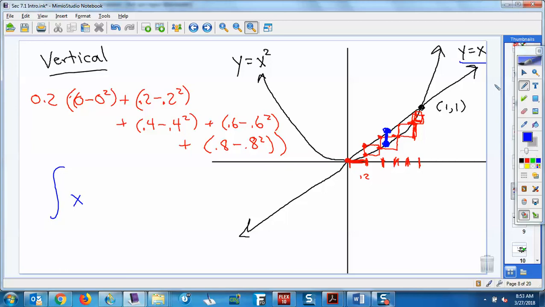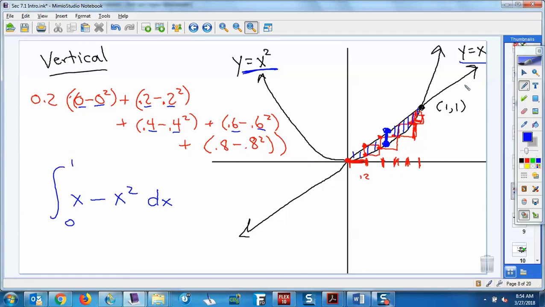So what's the y value? It's x. Minus, what's this y value? x squared. This y value right here is x squared, because it says right there that y is equal to x squared. So I'm going to take x minus x squared, just like we did up here, and then times the width, which is dx, and the strips are going to fill this space from 0 to 1.